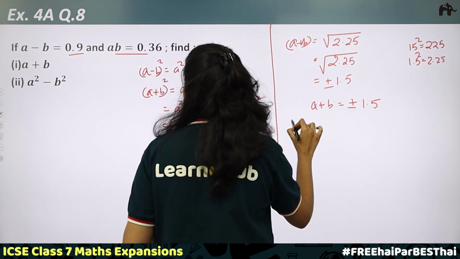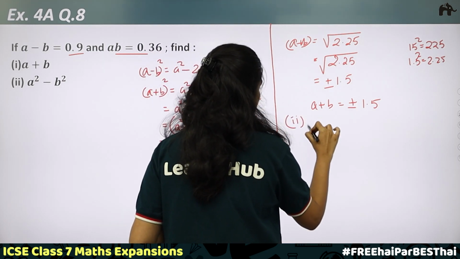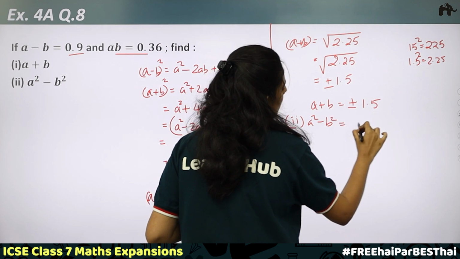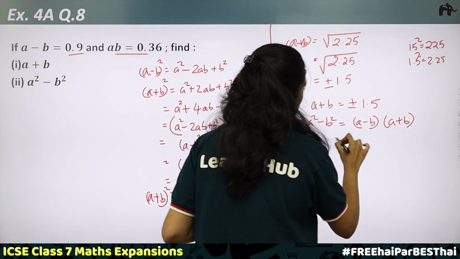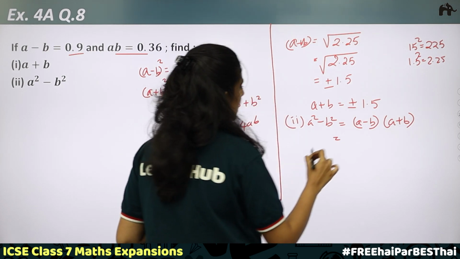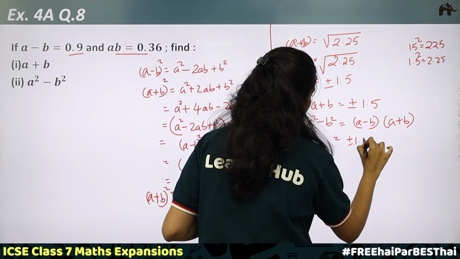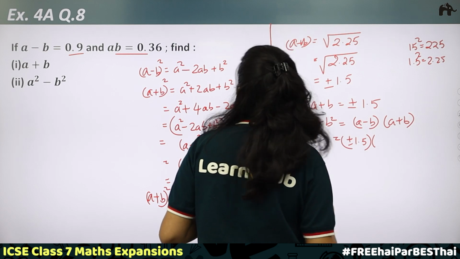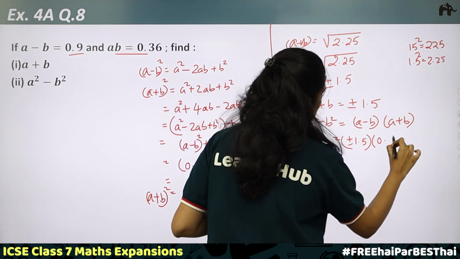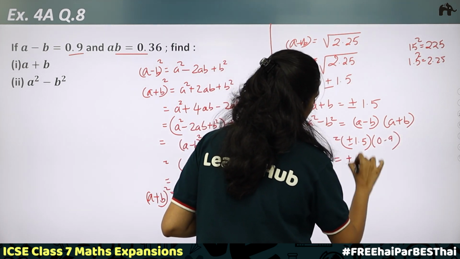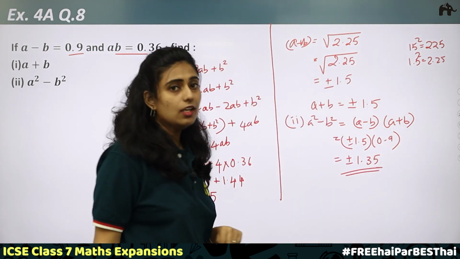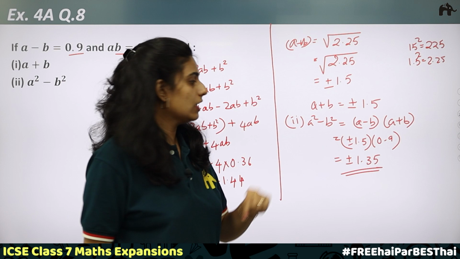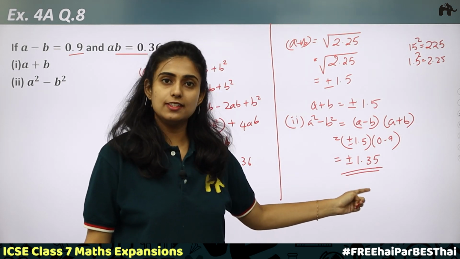Now, the second part, we have to find what is a square minus b square. A square minus b square is (a minus b) into (a plus b). Put the values. A plus b is equal to plus or minus 1.5 into a minus b is equal to 0.9. When you multiply, you will be getting plus or minus 1.35. Okay. So, a square minus b square will be equal to plus or minus 1.35.